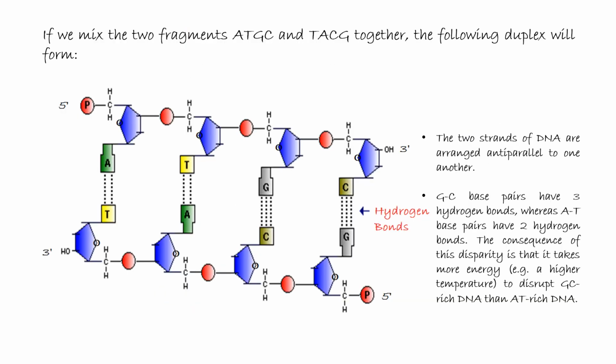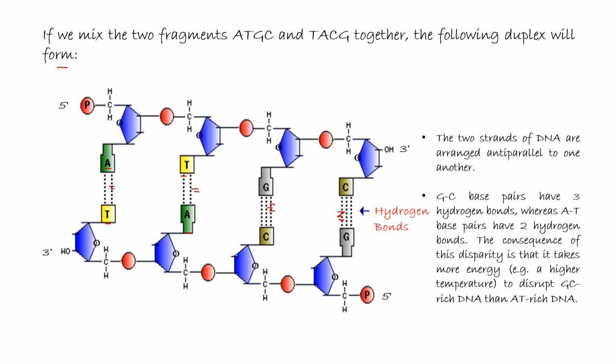If we mix the 2 fragments, ATGC and TACG, together, the following duplex will form. The A and T are linked together through hydrogen bonds. G and C, C and G, again, here we have 3 hydrogen bonds. Here we have 2 hydrogen bonds.